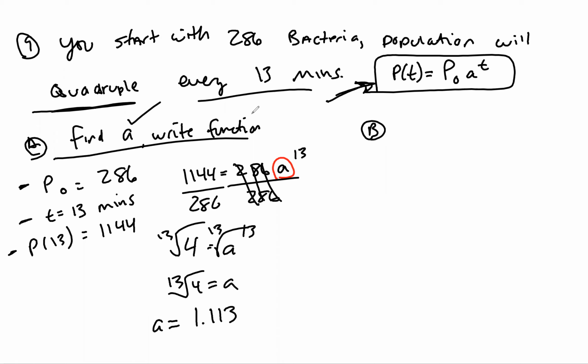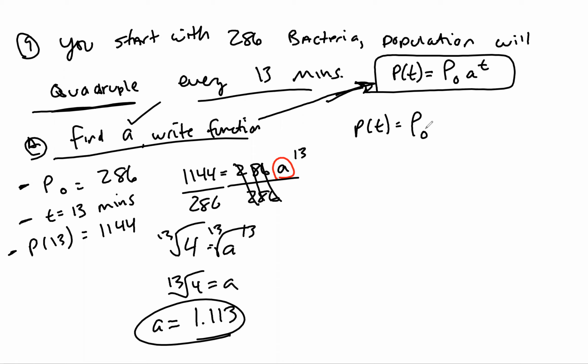Now I have to write the function that is specific to this problem. And in fact, I'm going to do that over here. So I'm going to erase B for just a second. So we found A, wonderful. And so now we are going to put it here and we're going to write our function. So we're going to say that P of T equals P sub 0.